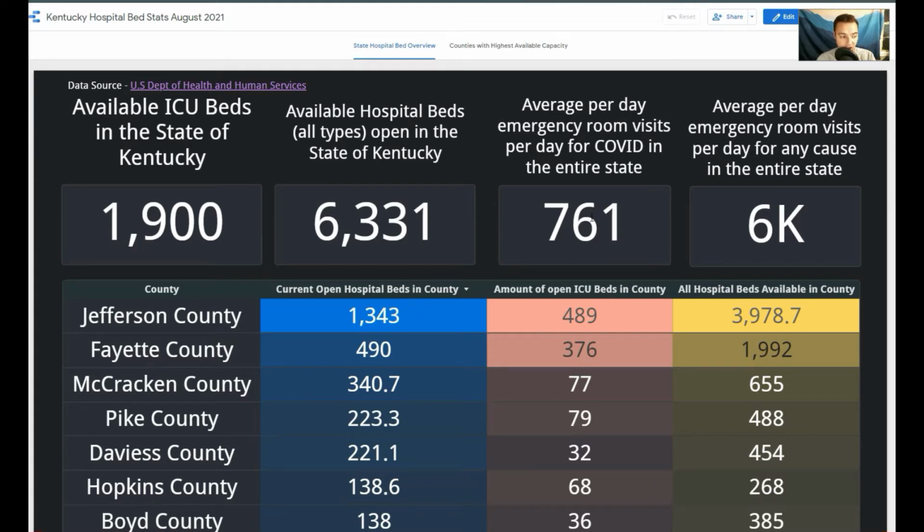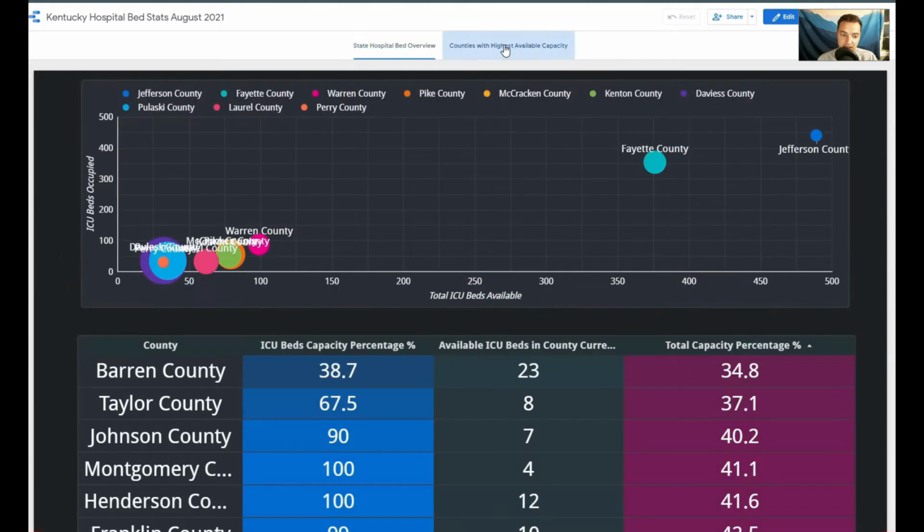And then I also showed the most full counties, like how many ICU beds and all hospital beds they had in the county. And then I also showed the counties that had the highest available capacity, so that if there were ICU beds available in a nearby county, they could be highlighted, and people could be transferred from the overcrowded counties to those counties if that was needed.